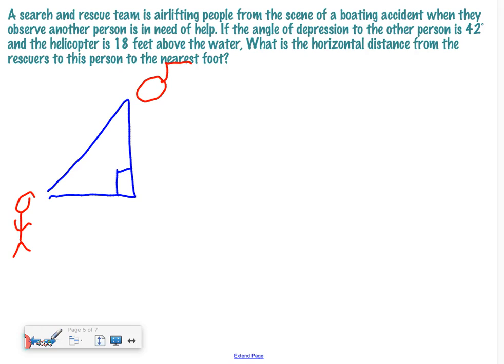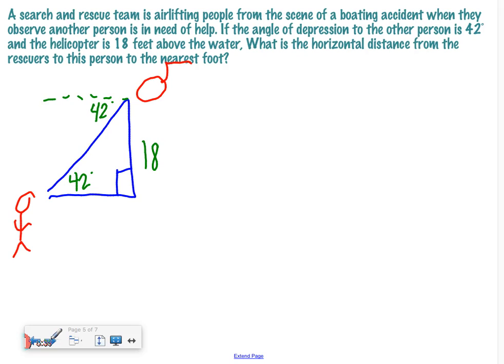Here we go. Now we're going to label. If my helicopter is 18 feet above the water, on the right side, agreed. Perfect. And then we're told the angle of depression to the other person is 42 degrees. So here's my angle of depression. But is that inside my triangle? No, right? So remember, I have to bring it down here to the alternate interior angle. Perfect.